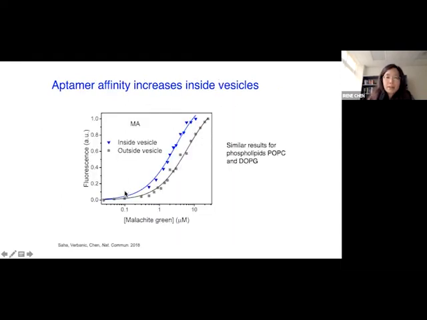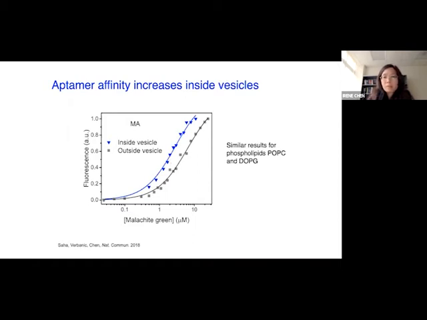So what we see is that if you compare the situation inside versus outside, here we're looking at a binding curve. As you increase the amount of malachite green, you get more fluorescence. This binding curve is shifted to the left, indicating more binding at lower concentration, lower KD, when the aptamer is encapsulated.